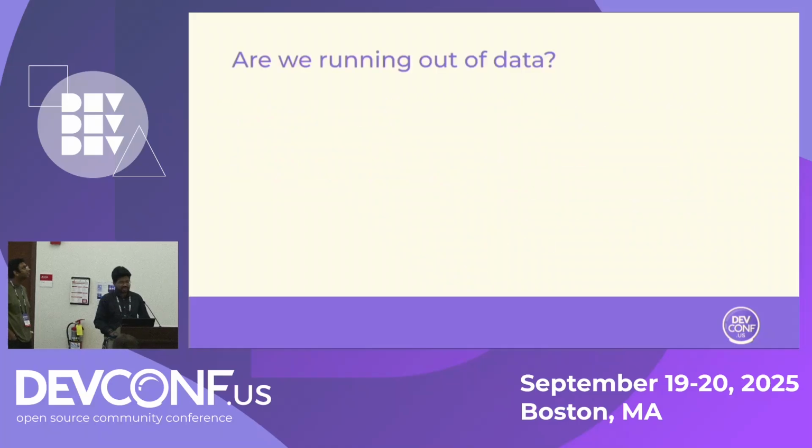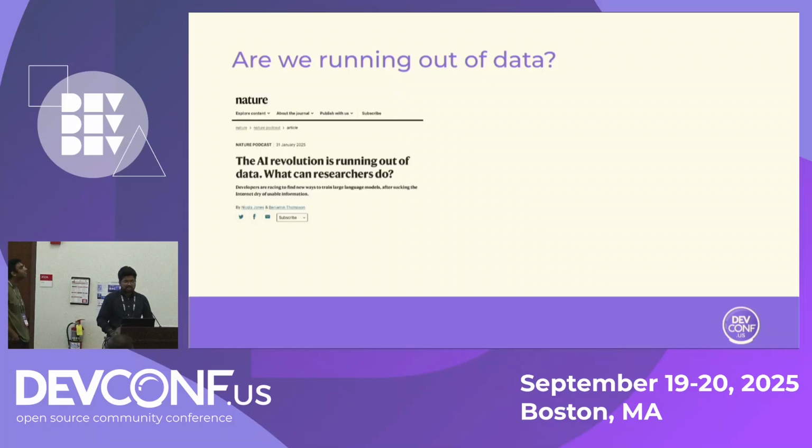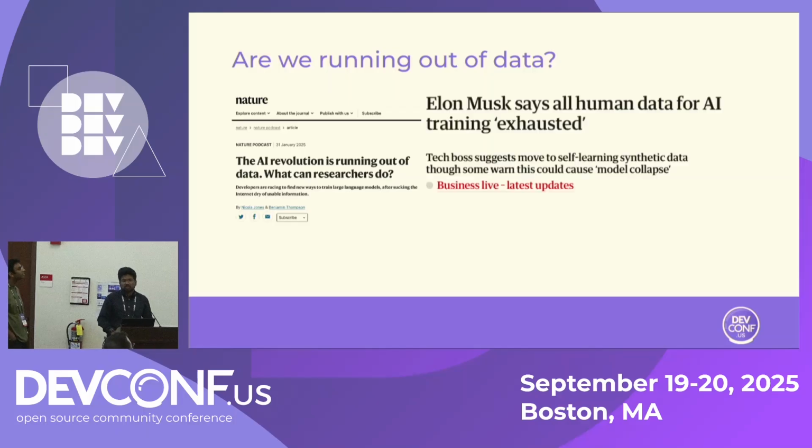Okay. So why do we even need to go the synthetic route? Are we running out of real data? Over the last decade, we've scaled our language models by feeding them more and more data. But now we're hitting this critical point.